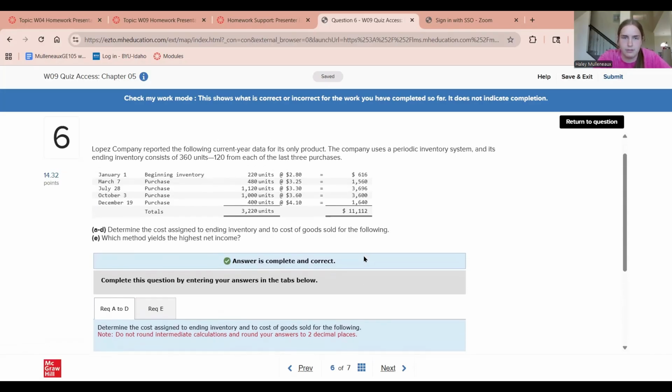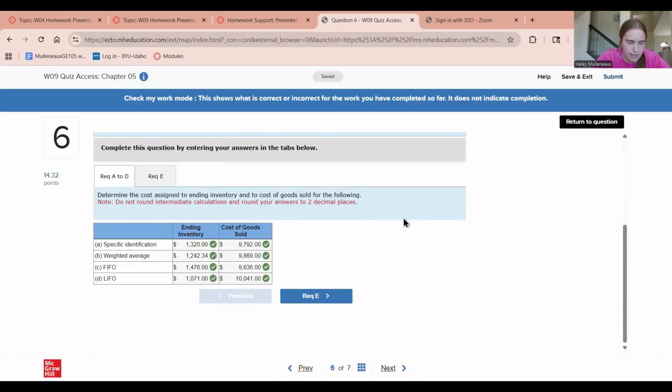Then again, to find cost of goods sold, you take 11,112 and you subtract 1,071. And with that, you get 10,041. And that's all you do for this side.